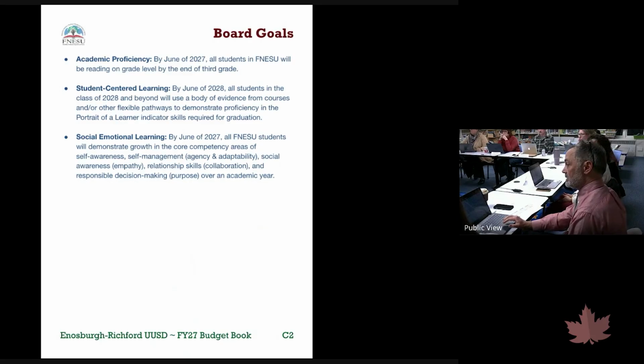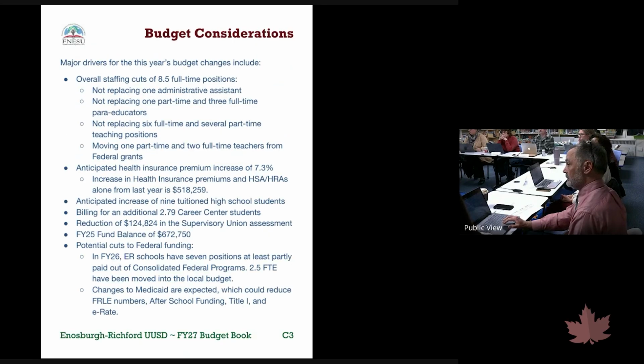Board goals we've discussed in the past. Go on to budget considerations. I've updated this, and based on your decisions tonight, I'll update it some more, and this will be one of the slides that we show in the budget book on the website. There have been no changes to the staffing plan since November. Overall, the budget is a reduction of about 8.5 full-time positions. You can see up there breaking them down in terms of what category they're in.